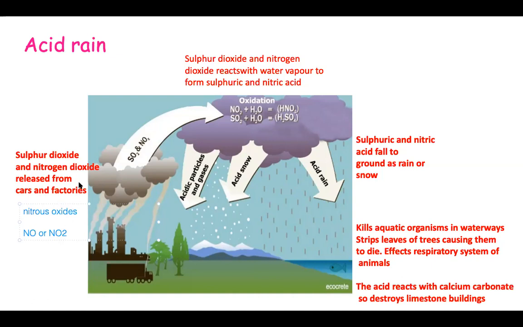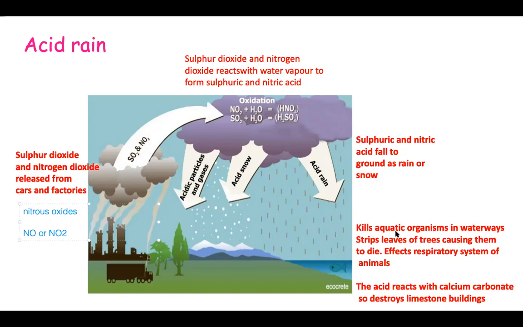Now, we talked about on the engine slide the specific way that happens, and you do need to know that, okay? Then we've got water vapor in the atmosphere. The sulfur dioxide reacts with water to form sulfuric acid, and our nitrous oxides react with water to form nitric acid. Now, the sulfuric and nitric acid fall to the ground as rain or snow when precipitation happens.